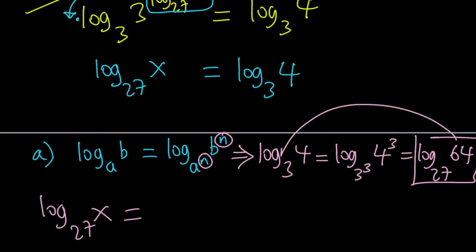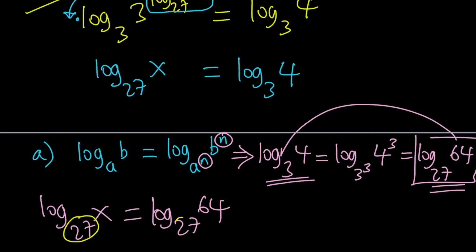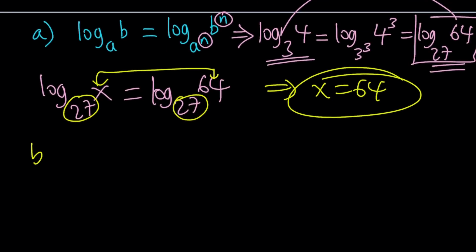Notice that log x with base 27 is equal to this, which is this. So I can now write it as log 64 with base 27. Now what do you notice? The bases are equal. So when the bases are equal, the arguments, the numbers are also equal. From here you get x equals 64. Nice. That is the 1a.